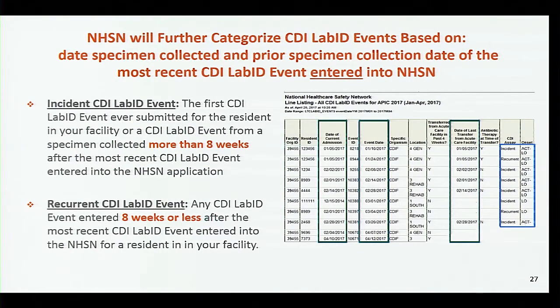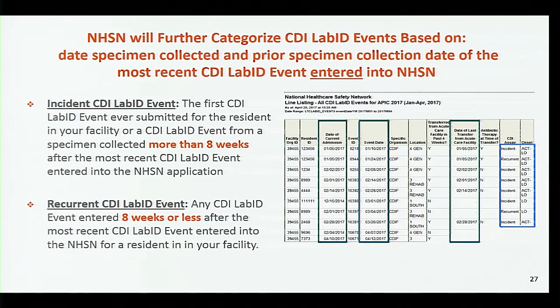NHSN will then further categorize your CDI LabID events based on the date that specimen is collected and any prior specimen collection date of the most recent CDI LabID event entered into the application. An incident CDI LabID event case is defined as the first C. difficile LabID event ever submitted for the resident. So either the resident is new or this is just the first CDI event that the resident has had and you've entered into NHSN. That will be considered an incident case.